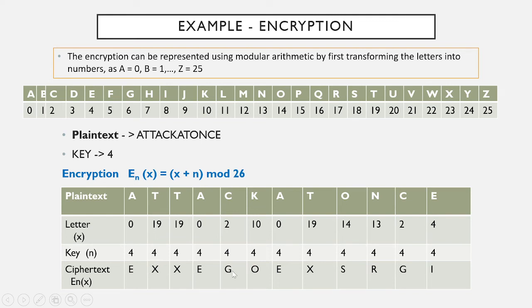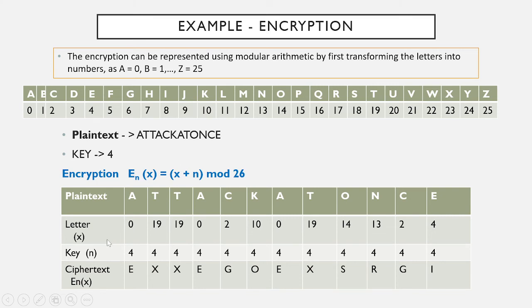And for another letter, C, the ciphertext has to be calculated. The numerical value for C is 2. So 2 plus 4 is equal to 6. And check the table above. We have the letter G corresponding to the numerical value 6. So this way we can find the ciphertext. And now EXXEGOEXSRGI is the ciphertext.